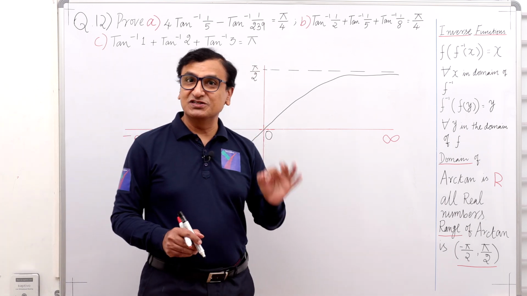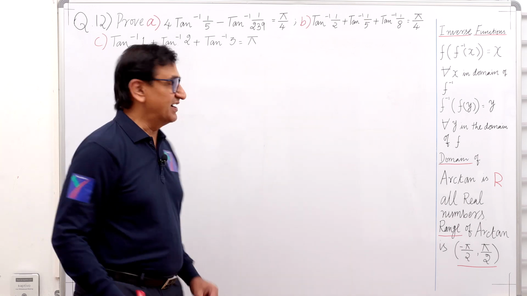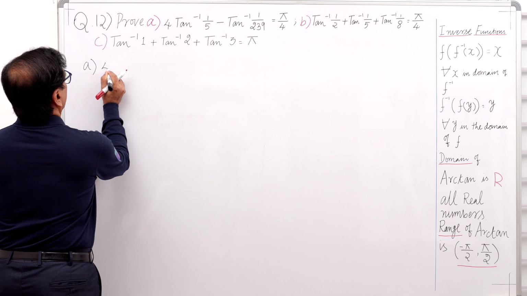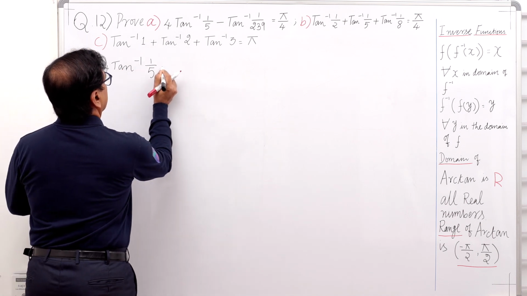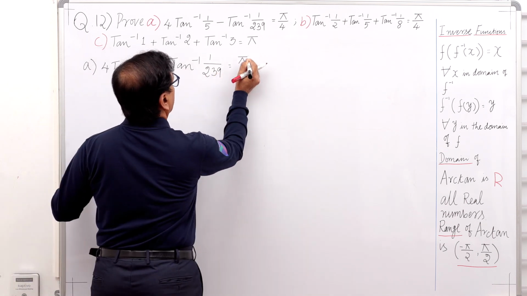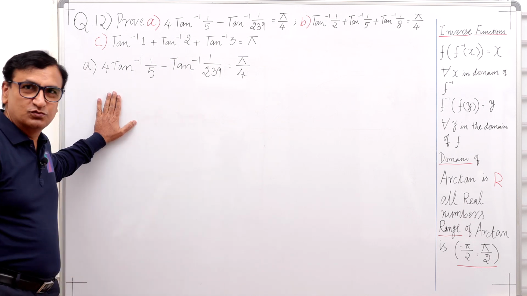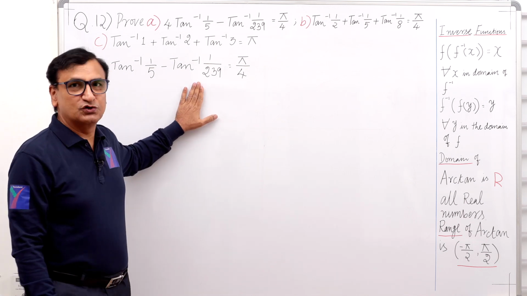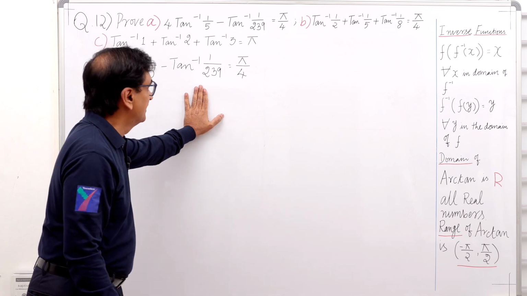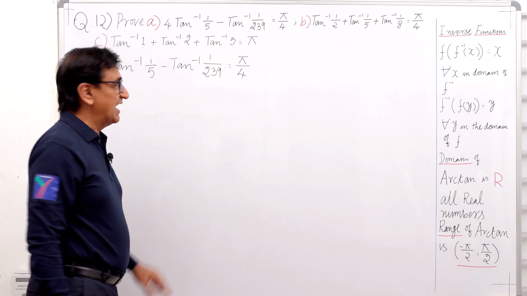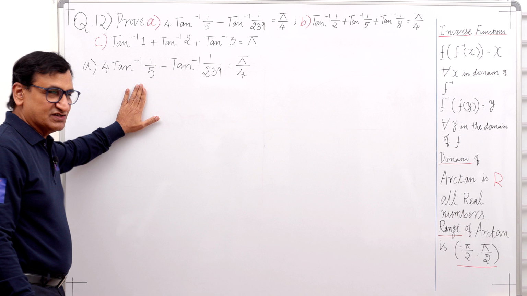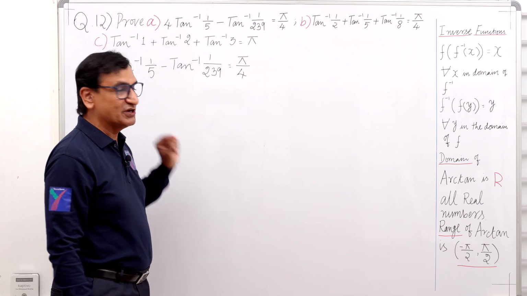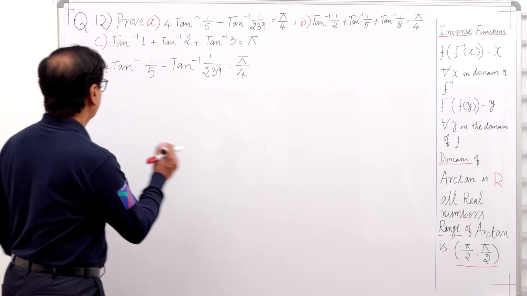We will start from question number A. Okay, let's start with A. The question A is like this. So we have to prove 4 tan inverse of 1 by 5 minus tan inverse of 1 over 239 equals pi by 4. For the starters, I am going to call tan inverse of 1 by 5 as alpha and tan inverse of 1 by 239 as beta.